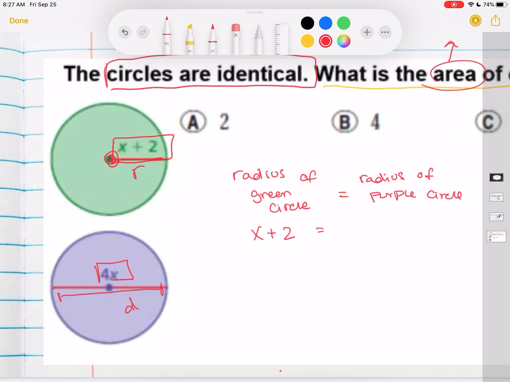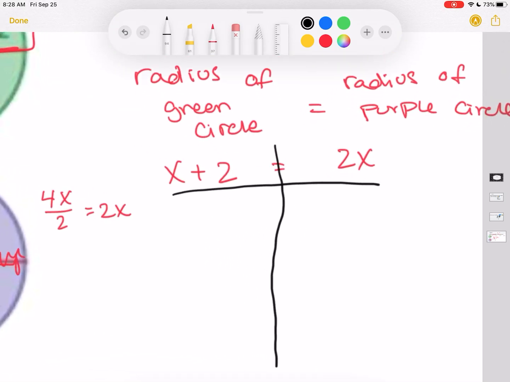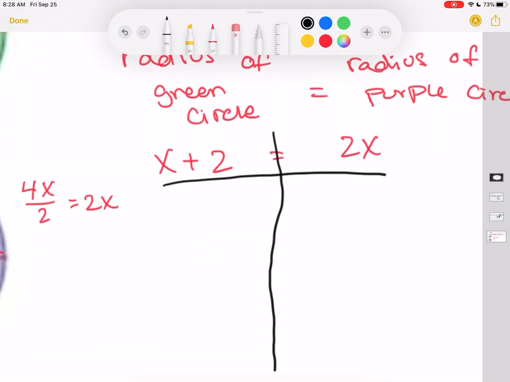Let's see if we can use that to find the radius of that circle. If 4x is the diameter, remember the radius is half of the diameter. So the radius is just this part right here. If the diameter is 4x, the radius is going to be 4x divided by 2, which is 2x, right? So the radius of the purple circle is 2x, and they have to be equal. So we know x plus 2 has to be 2x. Now look at this. I have an equation with variables on both sides, and I'm going to solve it for x. Then I can find out my radius and figure out the area of the circles.